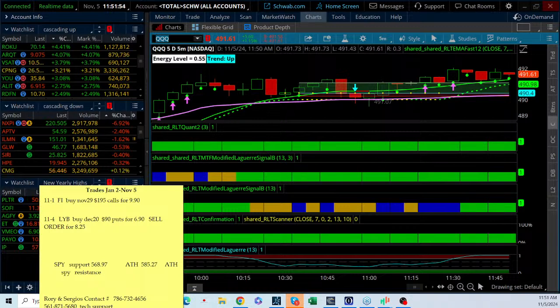AstraZeneca, AZN says do not comment on speculative media reports, including those related to ongoing investigations in China.